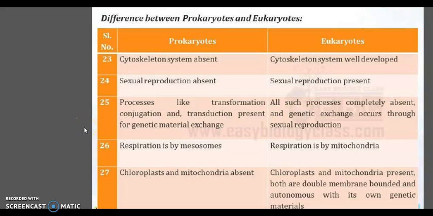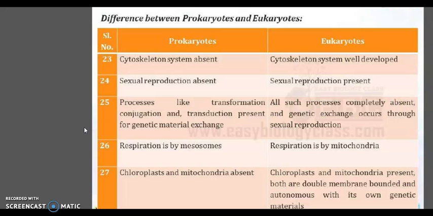The cytoskeleton system is absent in prokaryotes and present in eukaryotes. Sexual reproduction is completely absent in prokaryotes, whereas it is present in eukaryotes. Processes like transformation, conjugation, and transduction are present for the exchange of genetic material in prokaryotes, whereas they are completely absent in eukaryotes, and the exchange of genetic material occurs through sexual reproduction in eukaryotes. In prokaryotes, respiration is by mesosomes, whereas in eukaryotes, respiration is by mitochondria.